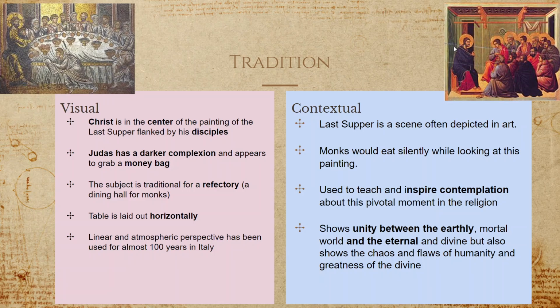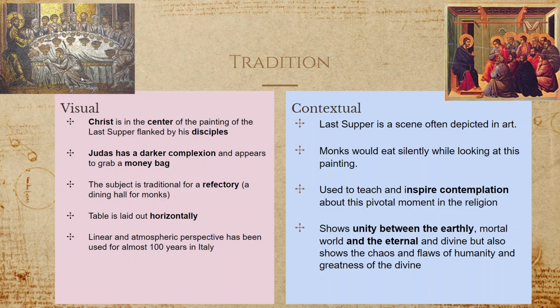Now, if we're looking at the Last Supper through the lens of tradition and change, we're going to ground it with talking about tradition and change from other Last Supper pieces. Traditionally, if we look at the visuals, we have Christ either in the center or kind of separated, and he has his disciples around him. Very normal setup. Unfortunately, another tradition is that Judas has a darker complexion, and he's grabbing a money bag. Judas was bribed, hence the money bag. So that's often in the portrayals.